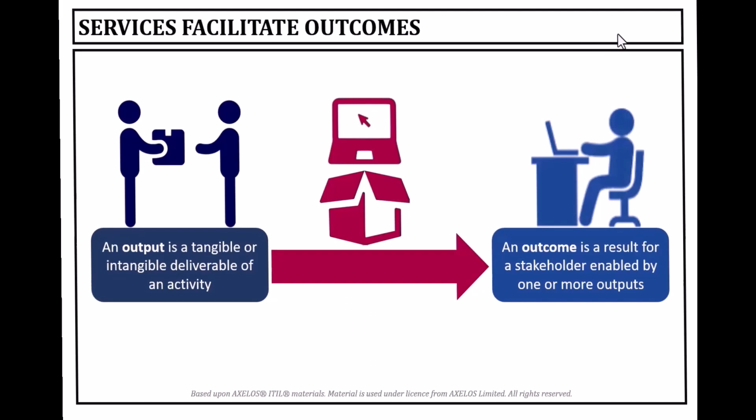Try to understand most of the concepts we go through by putting yourself as a service provider. Acting as a service provider, an organization produces outputs that help its consumers achieve certain outcomes. An output is a tangible or intangible deliverable of an activity. An outcome is a result for a stakeholder enabled by one or more outputs. It is important to be very clear about the difference between outputs and outcomes.